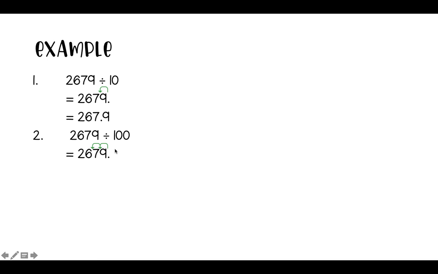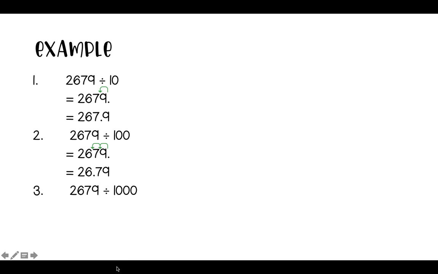So let's do some examples. Example number 1, 2,679 divided by 10. So again, let's identify that decimal point, which is at the end after the 9. And we're going to move it 1 place to the left because we've got 1 zero in 10. So our answer becomes 267.9. Now, 2,679 divided by 100. Again, here's our decimal point, and we're going to move it 2 places. So 1, 2 to the left, because there's 2 zeros in 100, and our answer becomes 26.79.